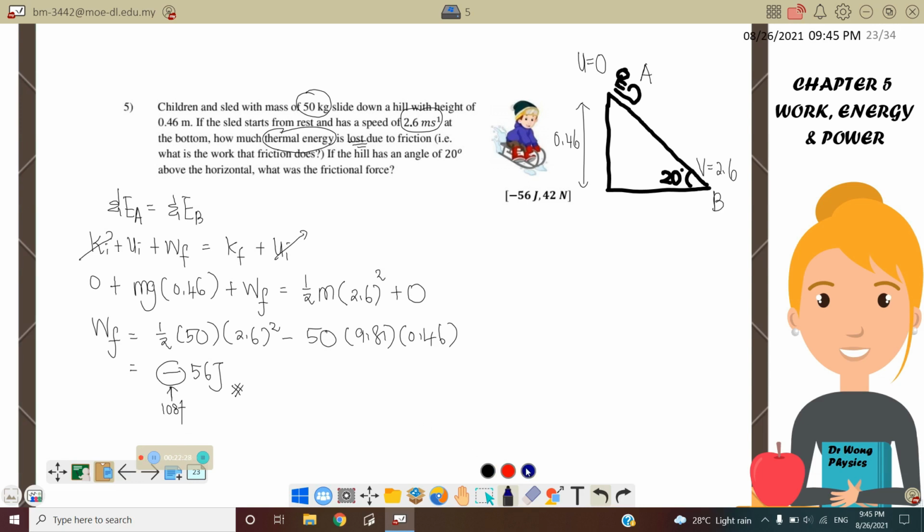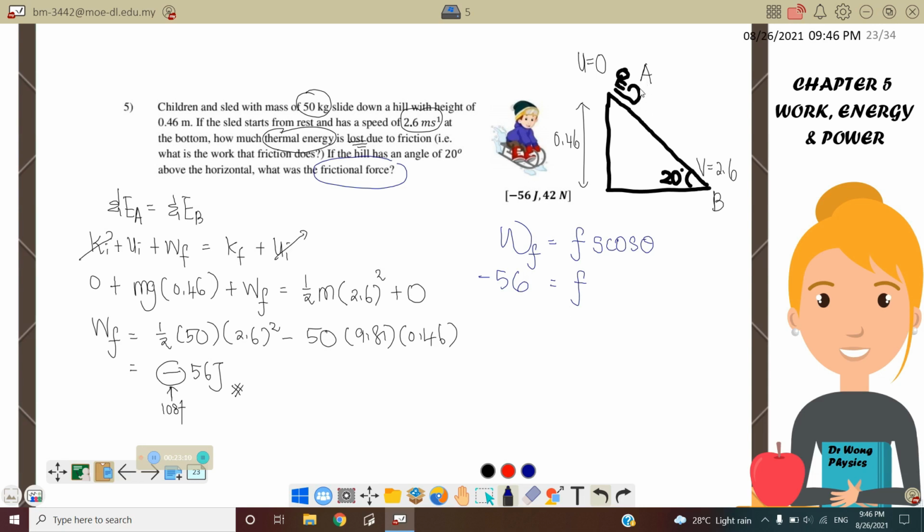Part 2, you need to find the frictional force. Still remember our subtopic 5.1, the work done to overcome the friction is F s cos theta. Our work done is negative 56, so you must substitute in the negative as well. The frictional force is the value that we want to find. S here is the displacement.